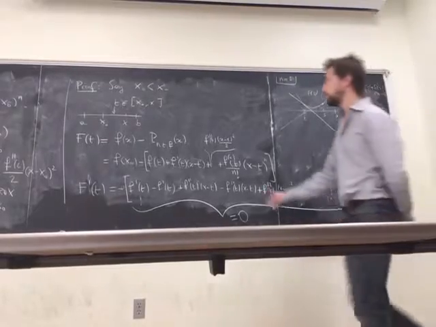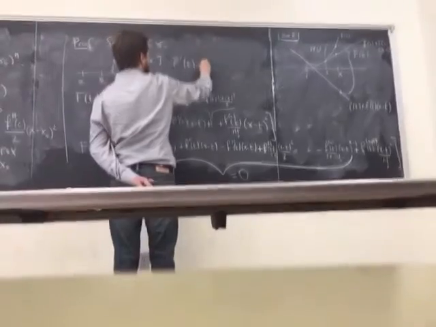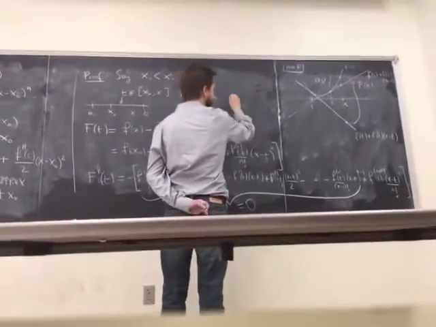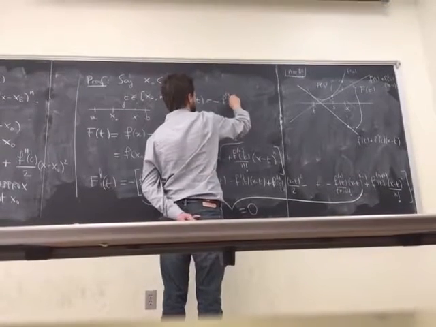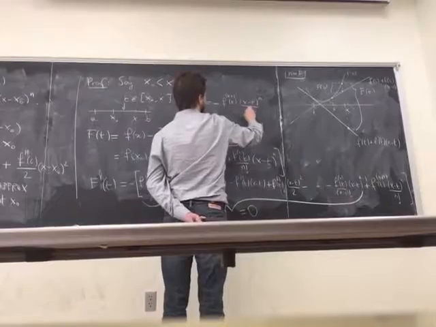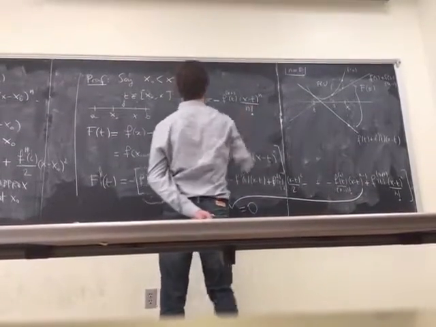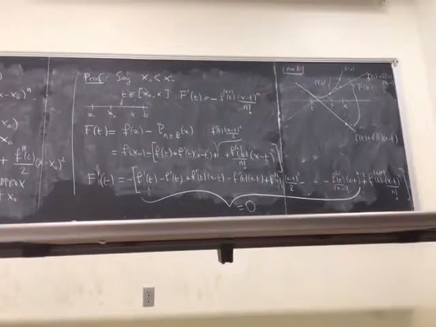So if I define this thing like that, then f prime of t is equal to minus fn plus 1 of t times (x minus t) to the n over n factorial. Okay?